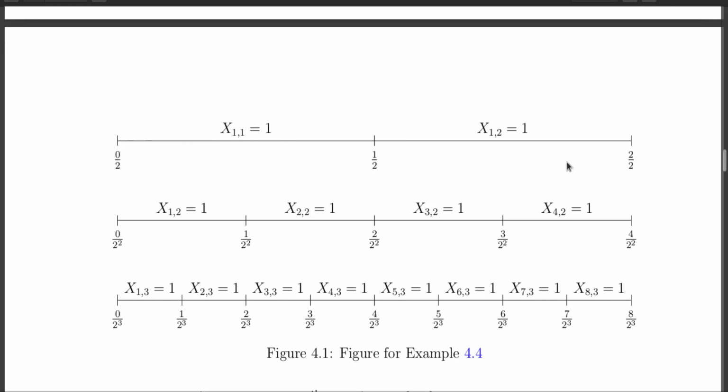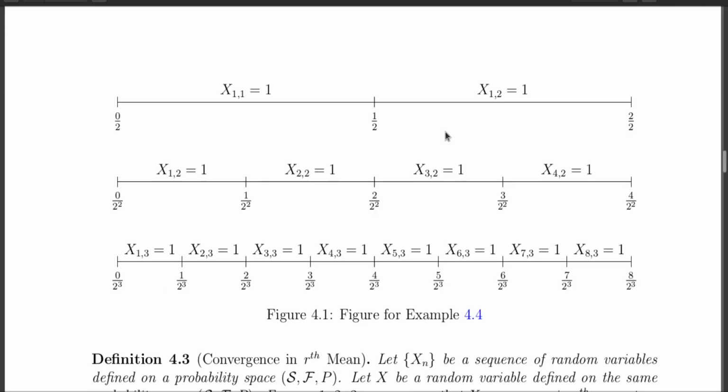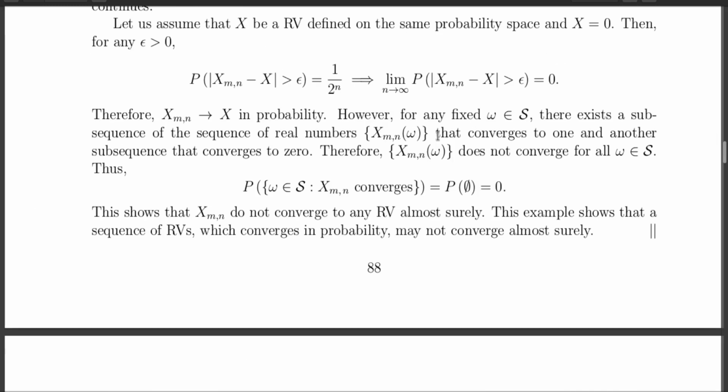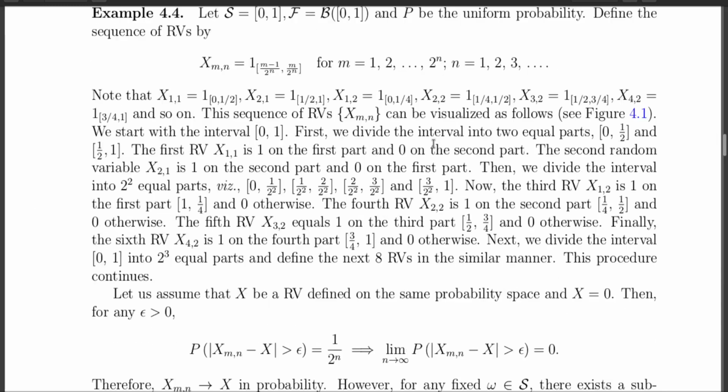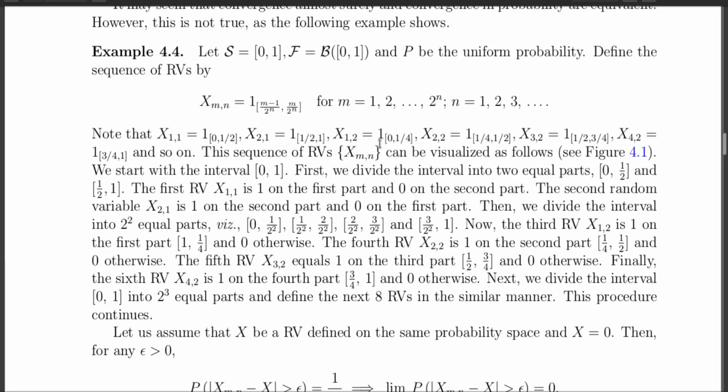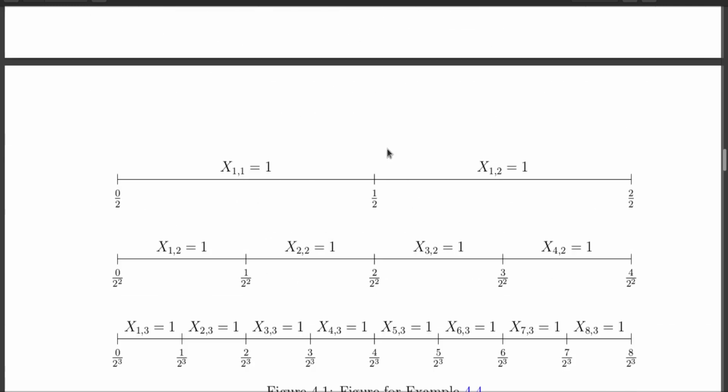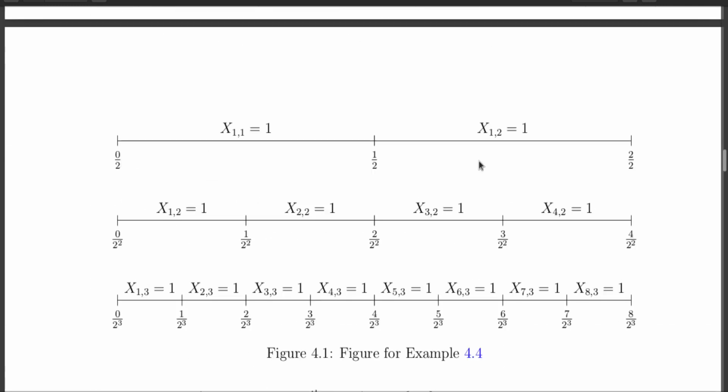We take the interval 0 and 1. Again the same setup: Omega is 0, 1, F is the Borel sigma field over 0, 1, and P is the uniform probability measure. Okay, the same setup we start with. Now, the definition of the sequence is as follows. We start with the interval 0 and 1. First, we divide the interval into two equal parts, 0 to half and half to 1. The first random variable is 1 on the first interval, 0 otherwise. The second random variable is 1 on the second interval, and 0 otherwise.